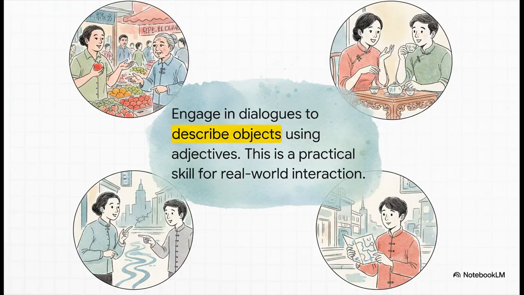Now, you might be thinking, why is this so important? Well, the ability to describe things clearly, it's the foundation for so many daily conversations. Just think about it for a second. You use this skill when you're out shopping and you're asking for something specific, or when you're telling a friend about something you saw, or even just giving simple directions. Getting a handle on this is a huge step toward real fluency.